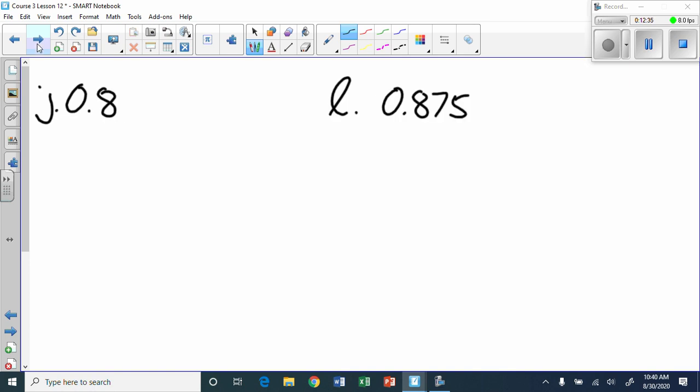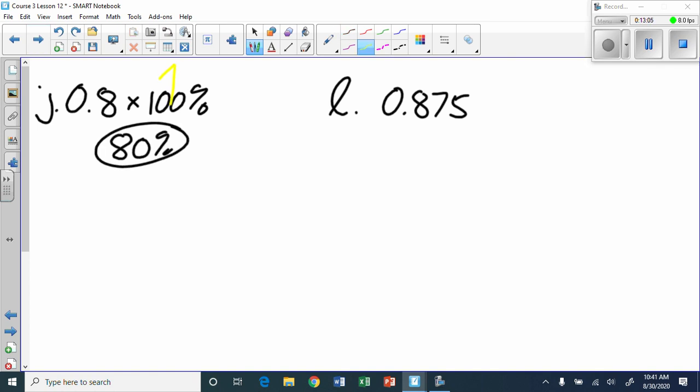J. Write each decimal as a percent. Well, to change any decimal into a percent, remember, a decimal is part of a number, just like the fraction was part of a number. If for the decimal we multiply by 100%, and for the fraction we multiply by 100%, we're going to multiply these by 100% as well. So 8 times 100%, we move the decimal 2 places to the right, it becomes 80%. And remember, 100% is equal to 1, so what we're doing is we're multiplying by the identity property.